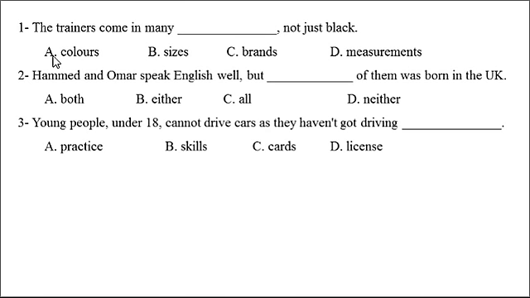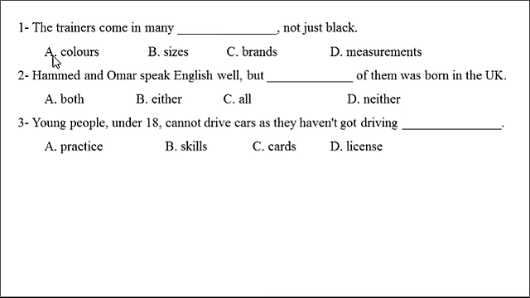Question number 2: Hamad and Omar speak English well, but of them was born in the UK. Now, both, either, all, neither. For these 4 choices, each choice has a use. For example, both we use with 2 persons or things in a positive situation. The opposite of both is neither. Neither we use with 2 persons or things in a negative situation.